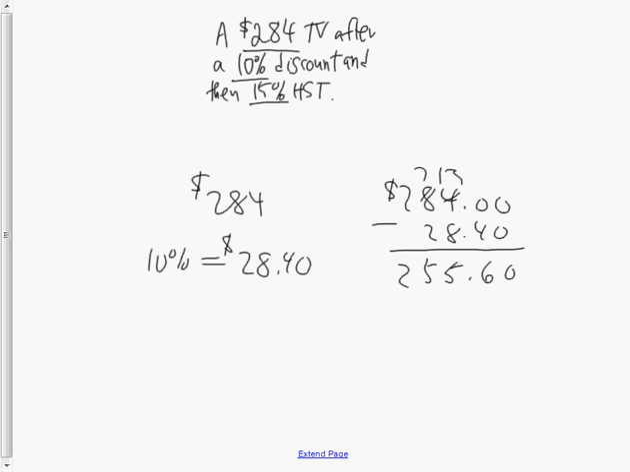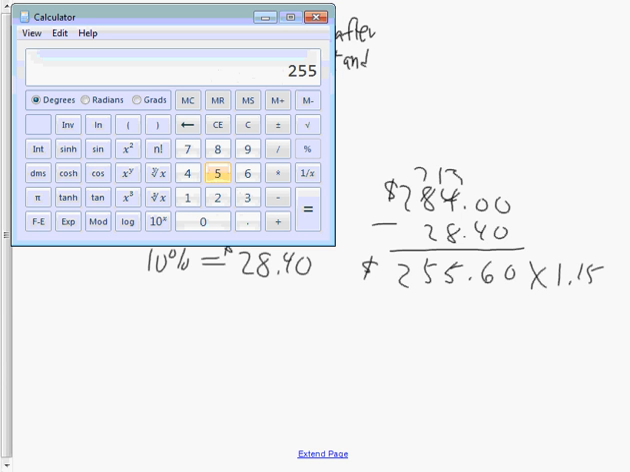Okay, and with 255.60, then they have to put tax on that. So for tax, we have to find 15%. So if I multiplied this by 1, that would be itself. And if I multiplied it by 0.15, that would be the tax. So if I multiply it by 1.15, we remember when we did our calculations that when we take that TV and multiply it by 1.15, which is 15% more, we get our final price, which is $293.94. And that's the final price of the TV.